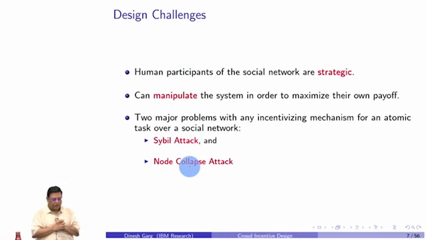Why? Because human participants of social networks are strategic. If you recruit anybody, everybody is like an autonomous agent, right? They have free will. What they will do, you have no control. How many people they will hire, whether they will invest more effort in hiring or in spotting the balloon, you have no control. They are free birds, right?